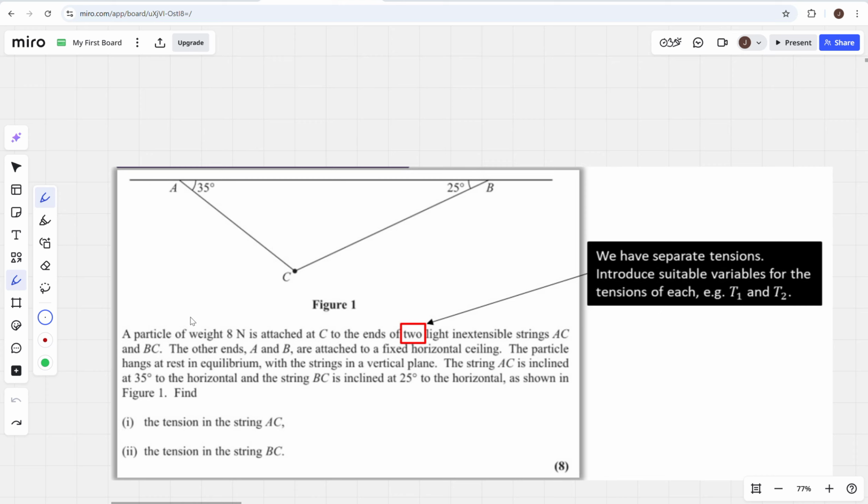So we've got a particle of weight 8N. So one thing we could do with that straight away really is write 8 on there. And it's attached by 2 light inextensible strings. So this is not a bead, because a bead has the same tension on both sides. So these things here, we're going to assume that they have different tensions. So I could call it, say, T1 and T2.